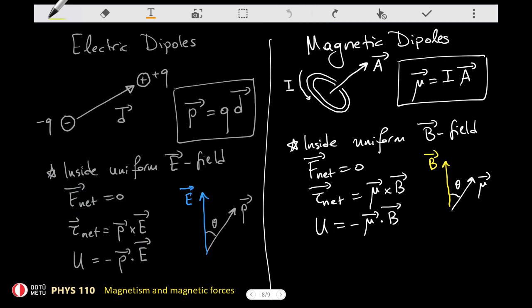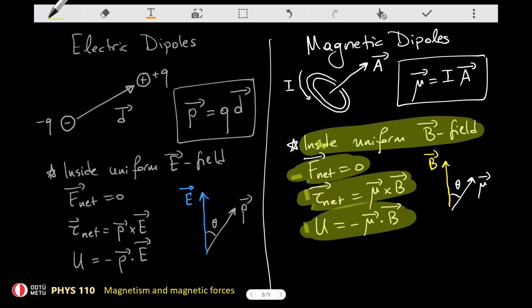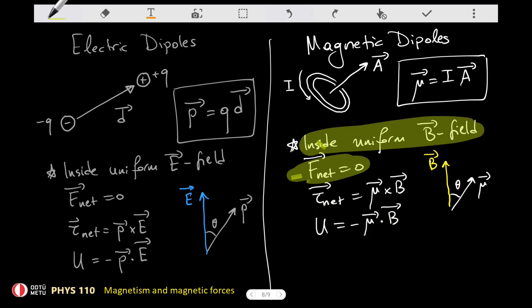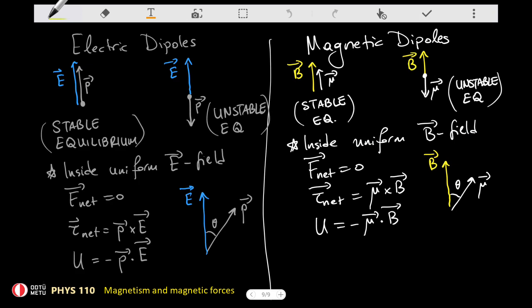These are actually given as the cross product and the dot product with a negative sign. We have the same situation inside a uniform magnetic field. So the net force is zero, net torque is given by the cross product, and the potential energy is given by the dot product with a negative sign. So as a result, there is a complete parallel between the formulas. And so as a result, there is also a complete parallel between the equilibrium orientation.